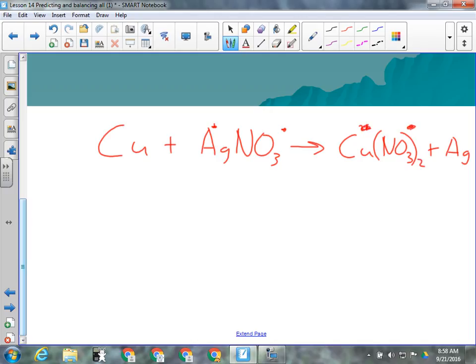Okay, I've predicted the products of my reaction. Now what do I do? Now I have to balance. The only thing that's out of balance right now is nitrate. There's how many of them? 2. Now what do I have to do? I have to make sure there's 2 silvers over here. And now we're good. Okay, does that make sense?